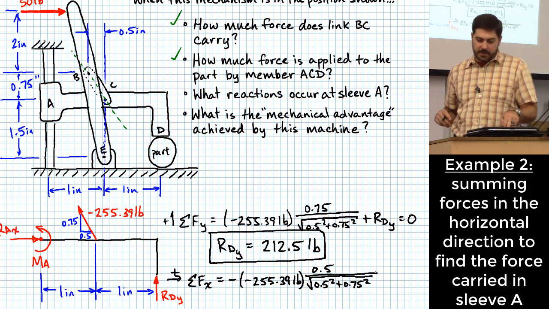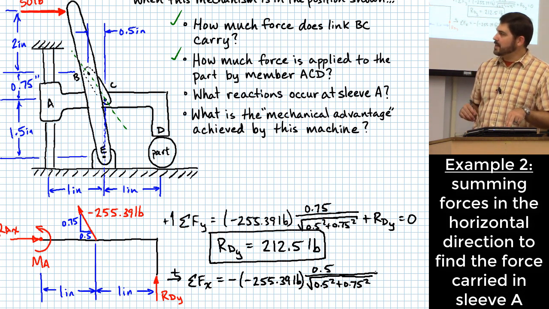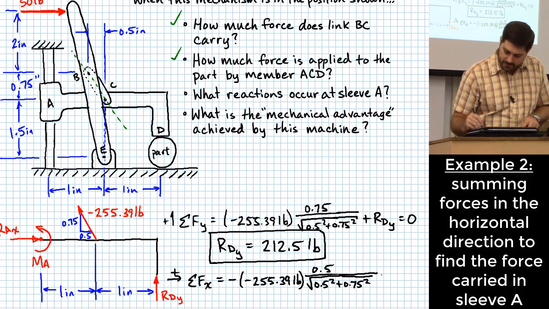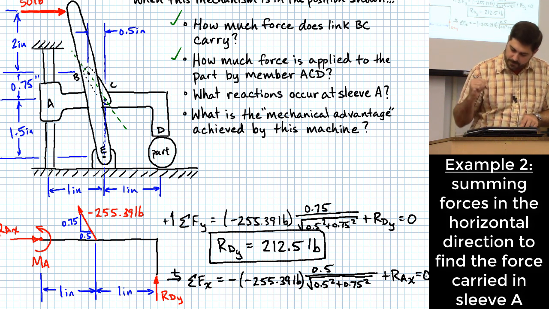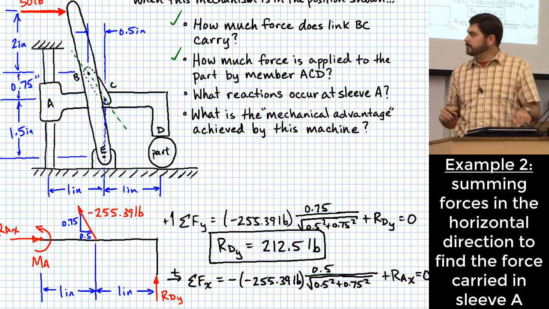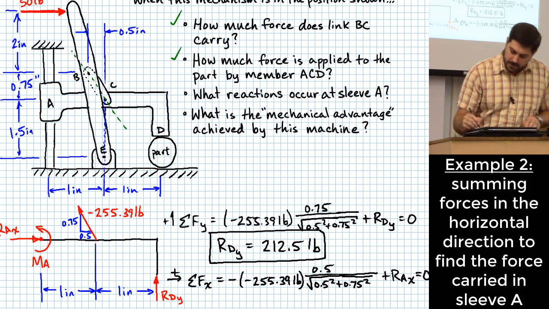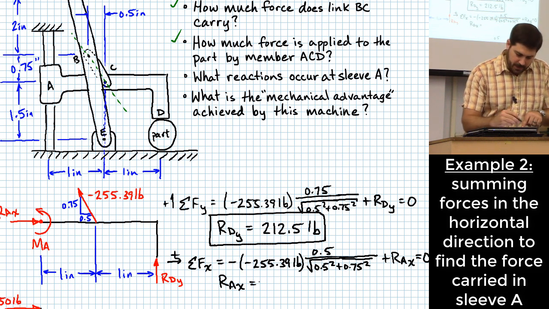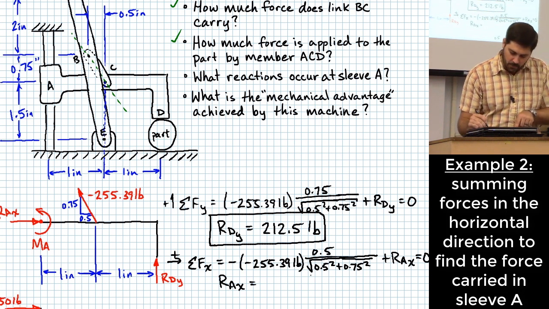Okay, and that's how I deal with the force at C. Then what? Plus RAX and set it equal to 0. So that tells me that RAX is just going to be equal to what? Positive or negative, you think?